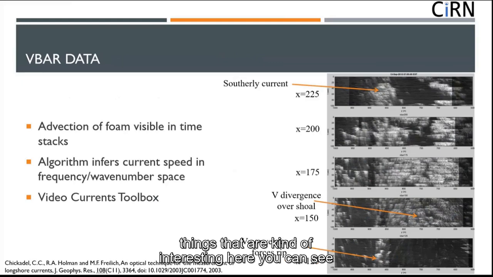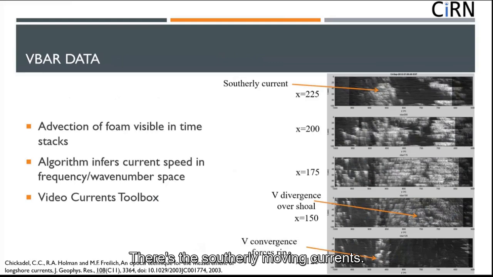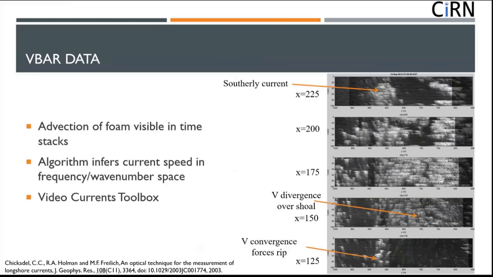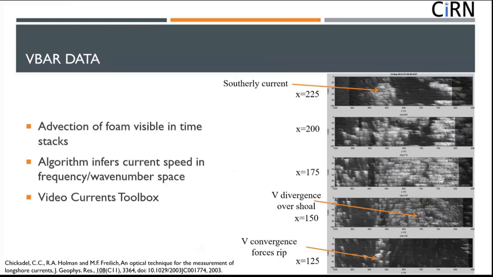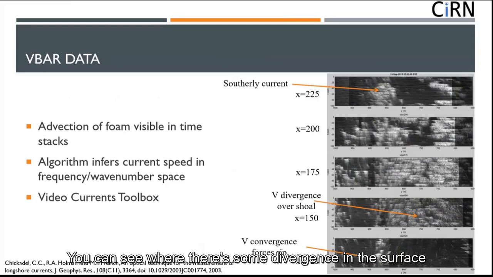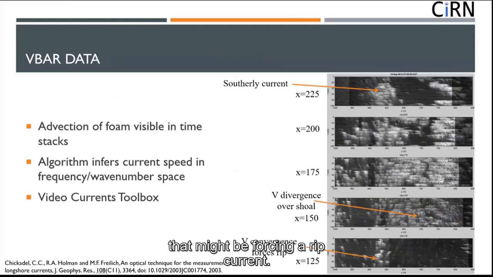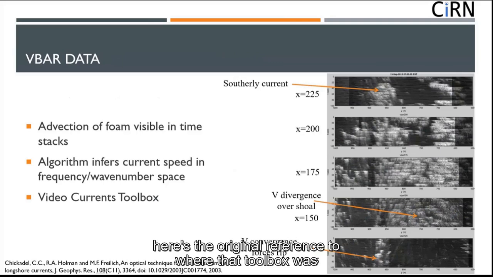Some things that are kind of interesting here: you can see where we might have some alongshore currents happening. So there's a southerly moving current. Here's a place where you can see the foam diverging. So you can see that the velocity is the slope of the foam. You can see where there's some divergence in the surface velocity over a shoal. And here you can see some convergence that might be forcing a rip current. And again, this is all from the video currents toolbox, and here's the original reference to where that toolbox was developed.